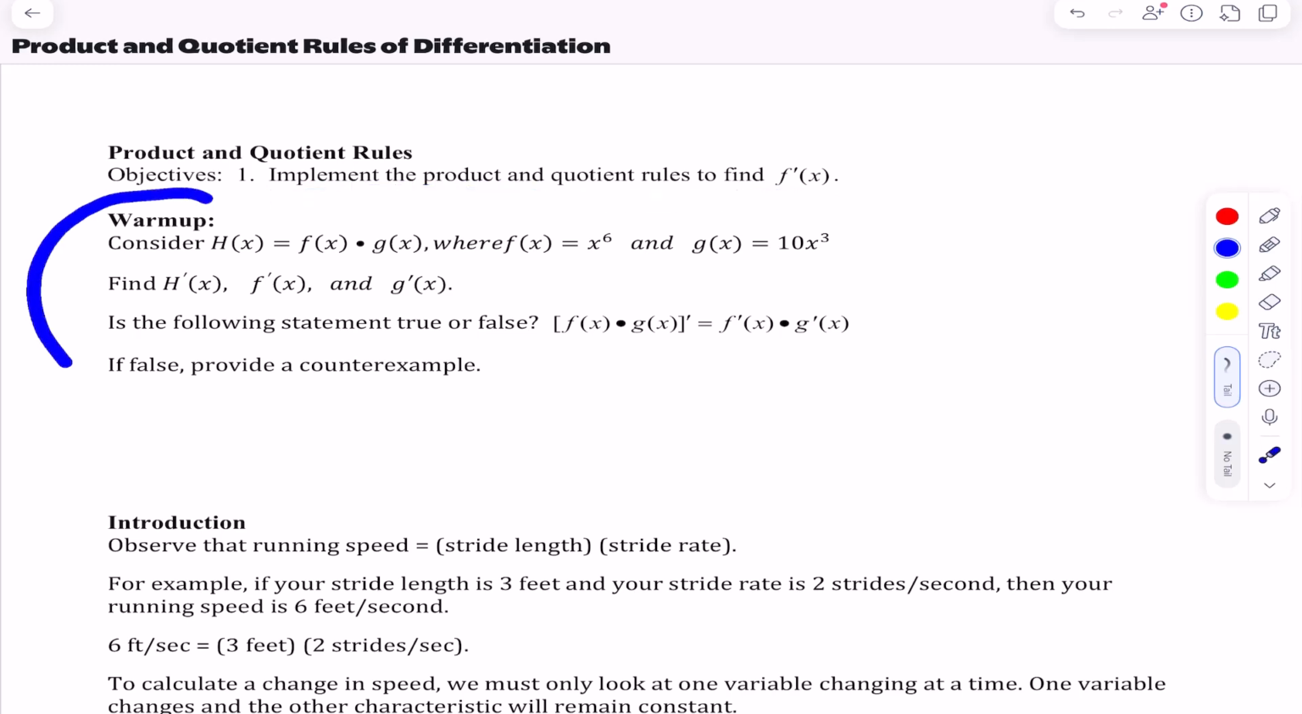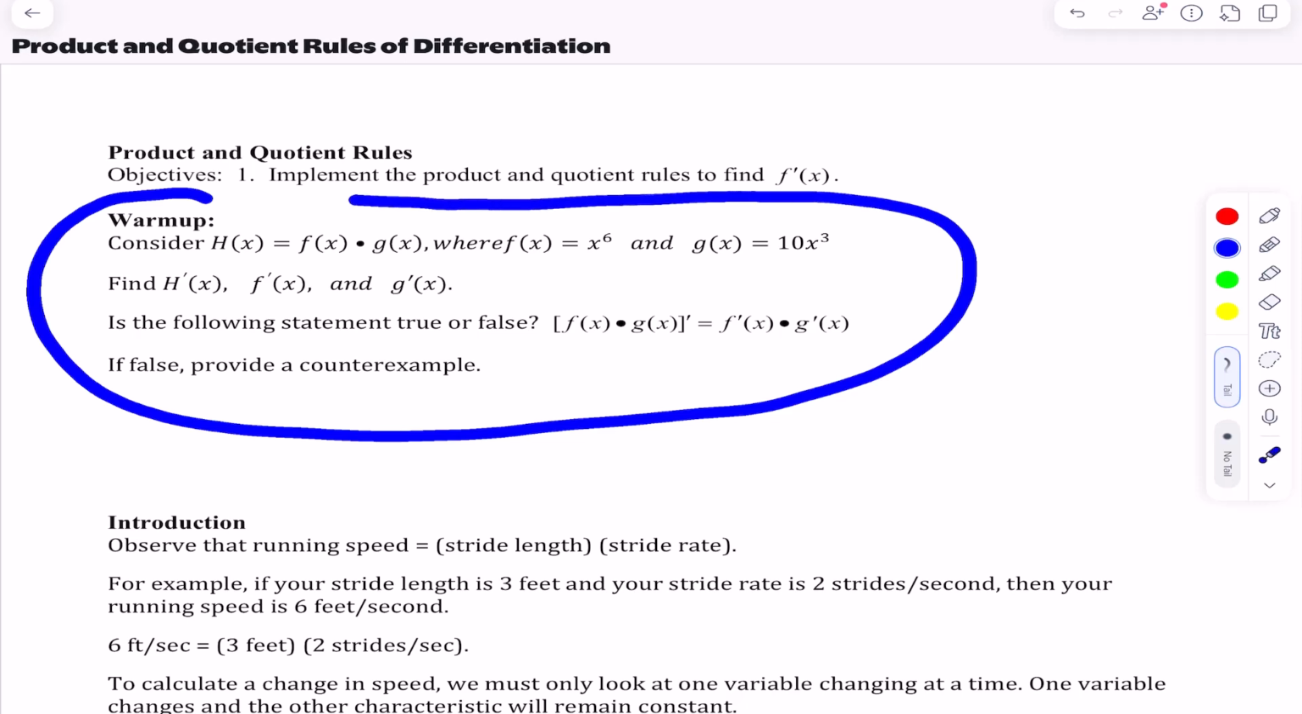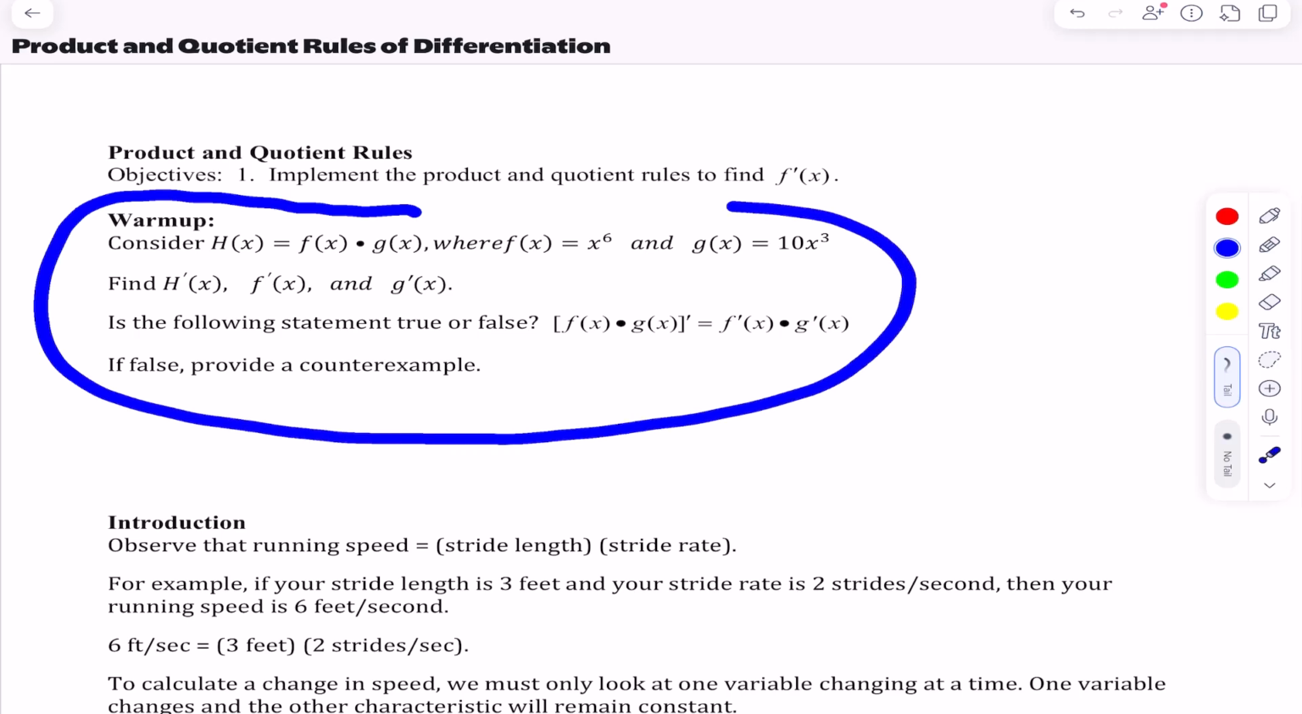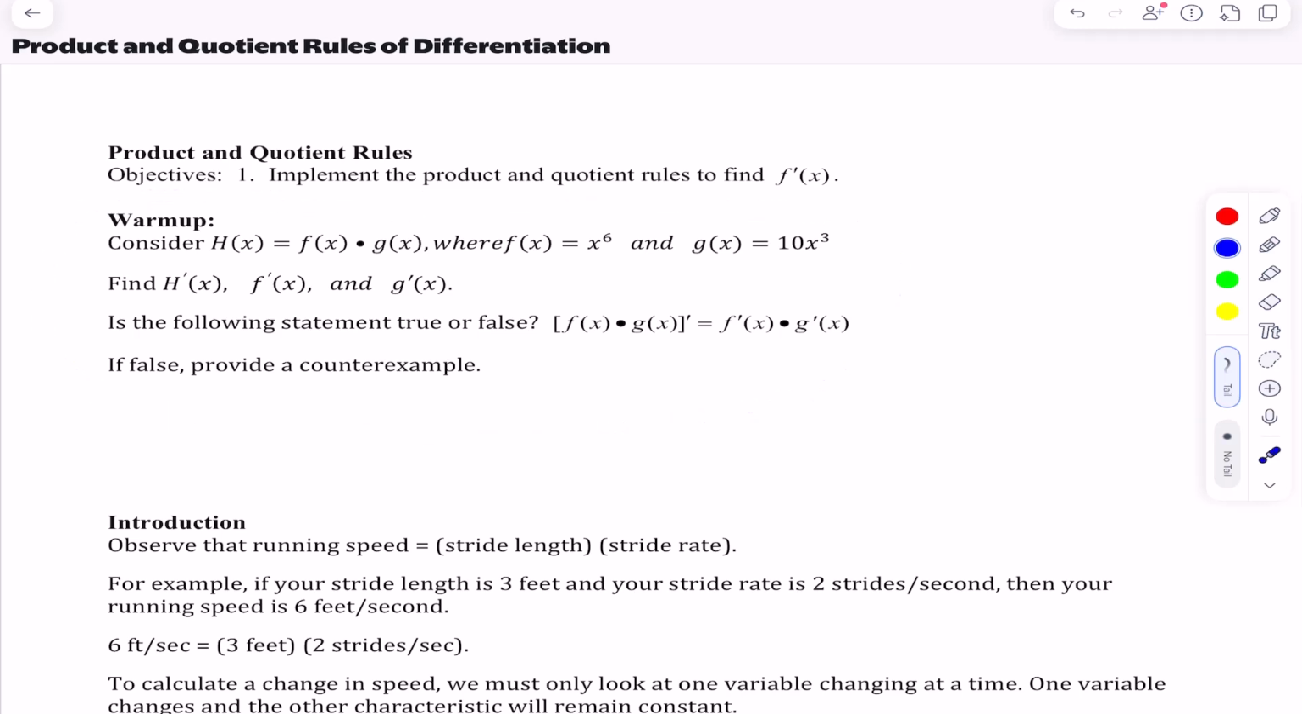Before we begin, you might want to do this warm-up problem to help you realize that the product rule is not as obvious as you would like it to be. It doesn't have an obvious computation. And so here's one way to see that the product rule will not have an obvious computation.